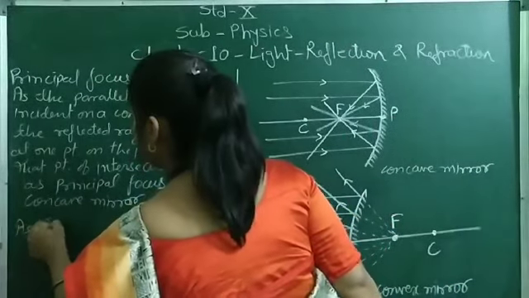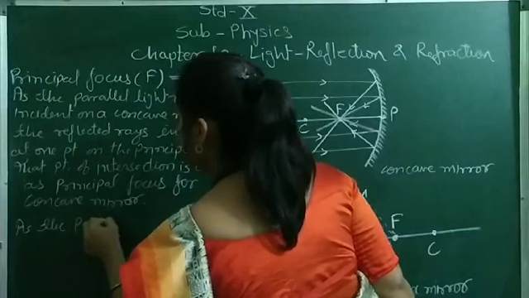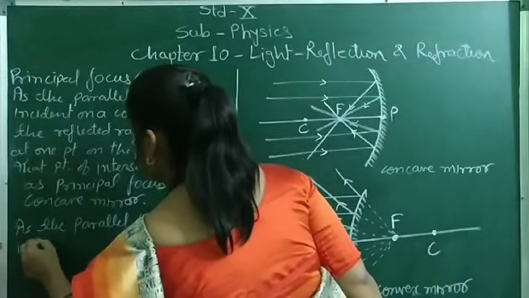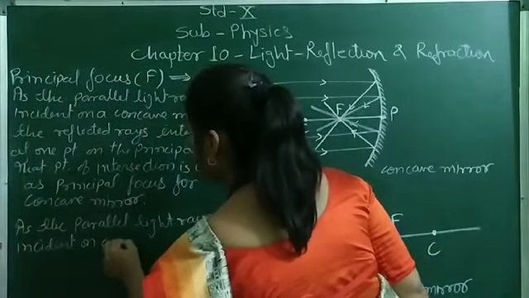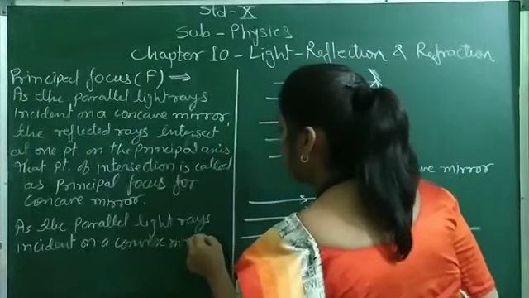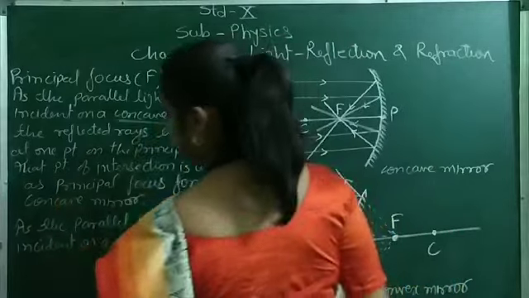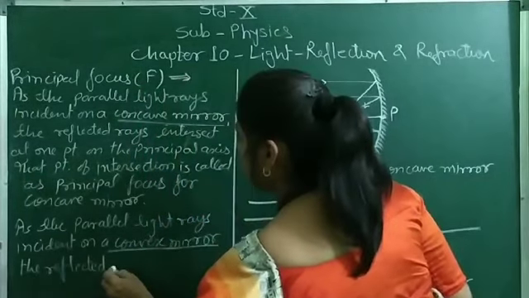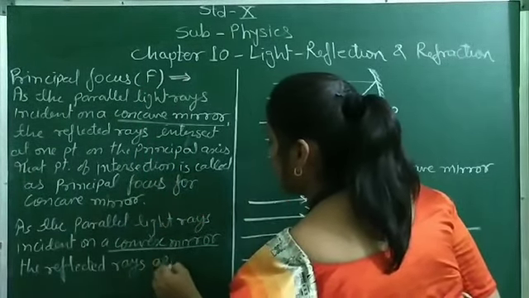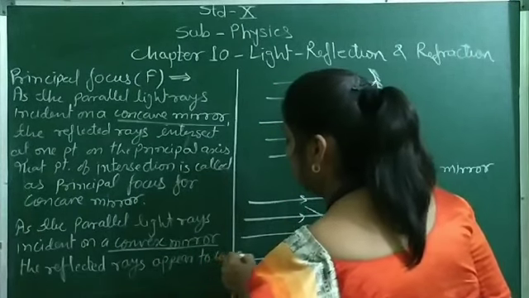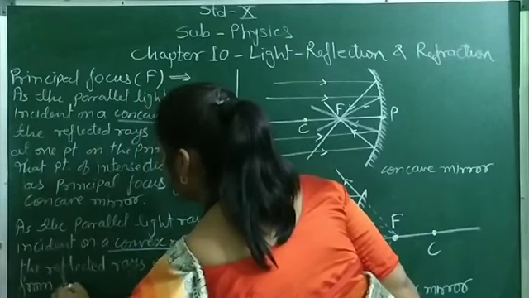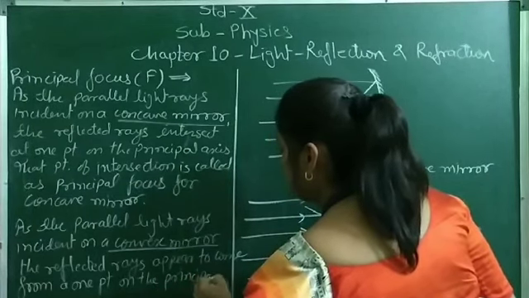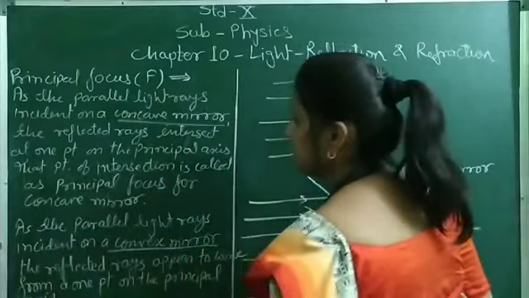So, as parallel light rays are incident on a convex mirror, the reflected rays appear to come from one point on the principal axis.